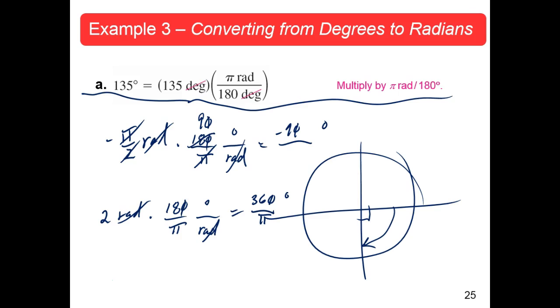360 over pi degrees. And if you want to pull out your calculator and calculate that, they say that comes out to be about 114.59. Now, how in the world they get 5 units of precision out of 1 unit of precision here, I don't know.